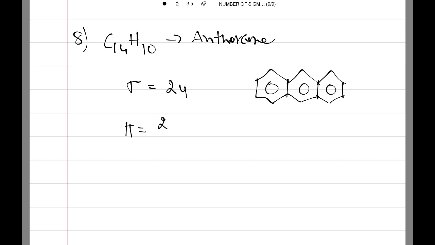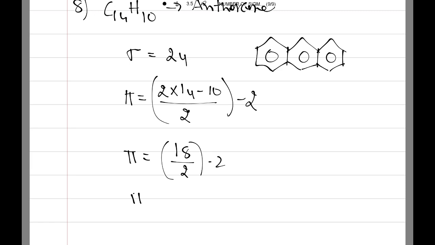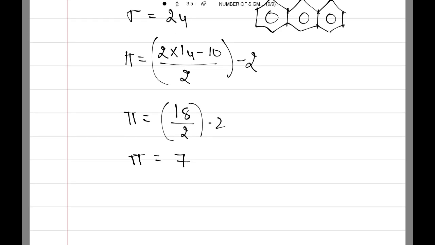So what is the formula? 2 into the number of carbon atoms, 14, minus the number of hydrogen atoms, 10, divided by 2 minus 2. So 28 minus 10, which is 18, 18 by 2 minus 2, and the number of pi bonds is equal to 7. That is the simple trick to find the number of pi bonds in cyclic compounds.